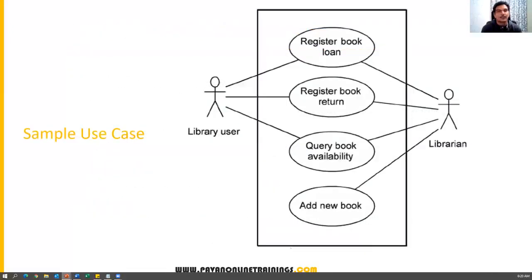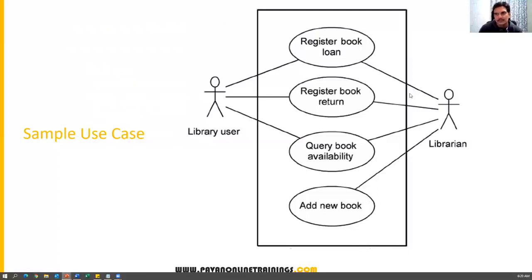Now, this is a sample use case, guys. I told you the use case contains three different parts. Remember, a use case contains three different parts: actor, action, outcome, right? So if I look here, library user is the actor, and he can perform certain operations: register a book, register book loan, register book return, and query book availability. So these are the items the user can perform. And what the librarian can perform: he can add a new book.